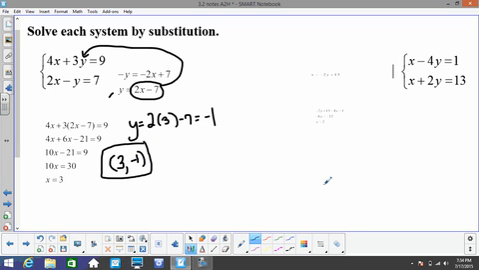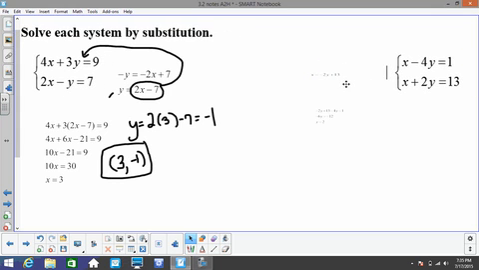So let's go ahead and do another one. I've got x minus 4y equals 1 and x plus 2y equals 13. Typically, I probably would not use substitution on this one, but I'm going to on this. I went ahead and solved for x, and it looks like I got x equals -2y plus 13. All I did was subtract 2y from both sides of the equal sign.